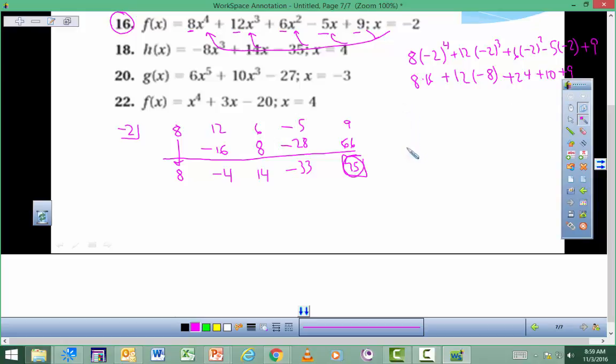Now if I do this, 8 times 16, I get 128. Then minus, let's see, 8 times 12 is 96, I think. 96. And then plus 24, plus 10, plus 9. So now if I do this, minus 96 plus 24 plus 10 plus 9, sure enough, I get the same answer.